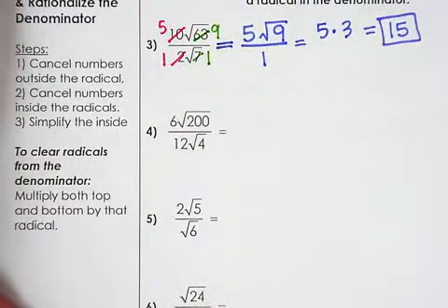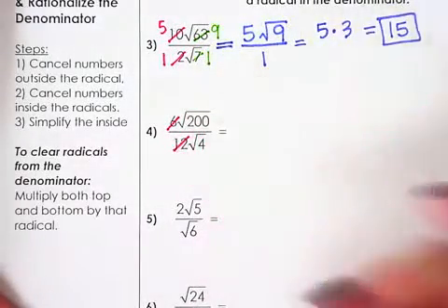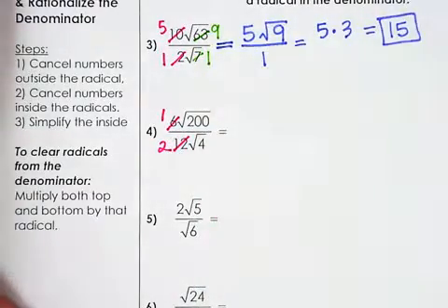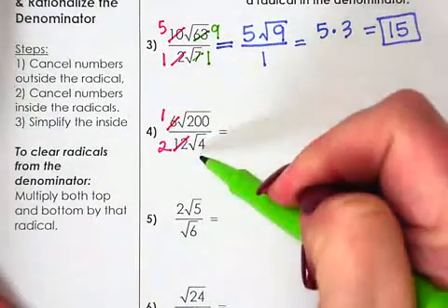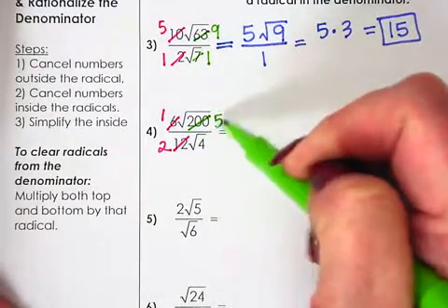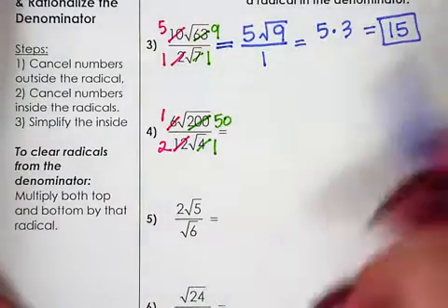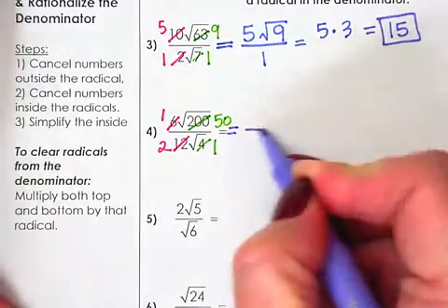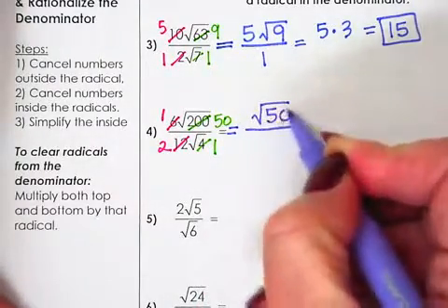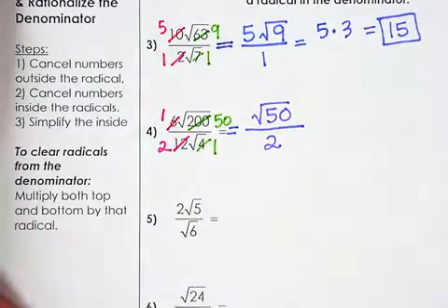Number 4, same idea. We're going to cancel the outside, 6 and 12. They both divide by 6, so I get 1 and 2. On the inside, 204, I can divide them both by 4. 200 divided by 4 is 50. 4 divided by 4 is 1. So that leaves me with a 1 there. So it's just the square root of 50 on the inside. And then I have the 2, and the 2 is on the outside.